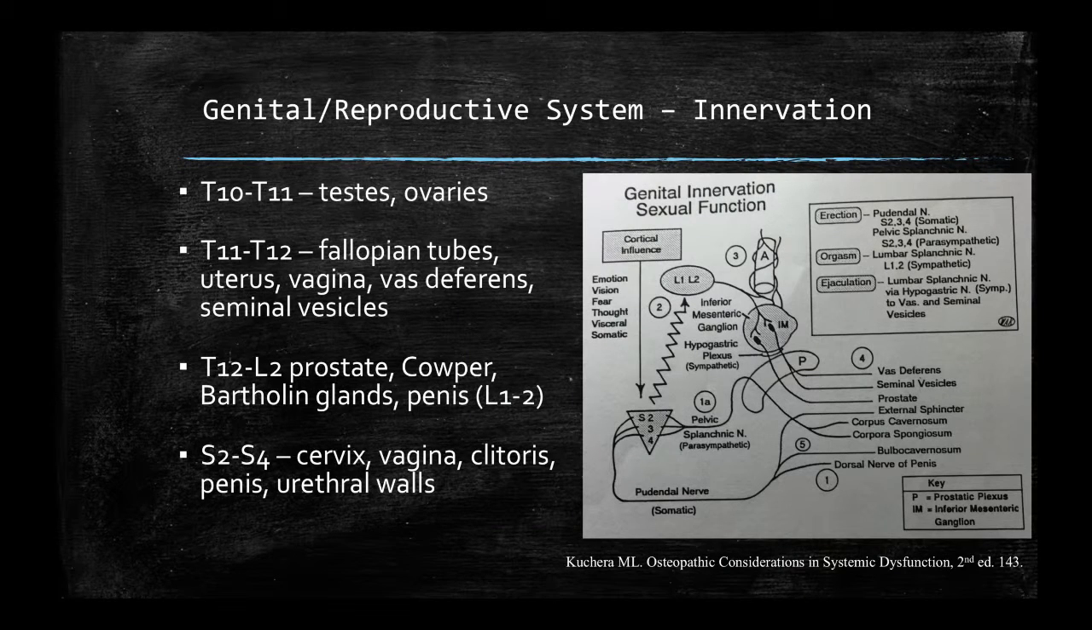And the innervation to these areas: T10 through T11, commonly the testes and the ovaries, and T11 through T12, the fallopian tubes, uterus, vagina, vas deferens, and seminal vesicles. T12 to L2 innervates the prostate, Cowper and Bartholin's glands, and the penis, which is more L1 to L2. S2 through S4 innervate the cervix, vagina, clitoris, penis, and urethral walls.